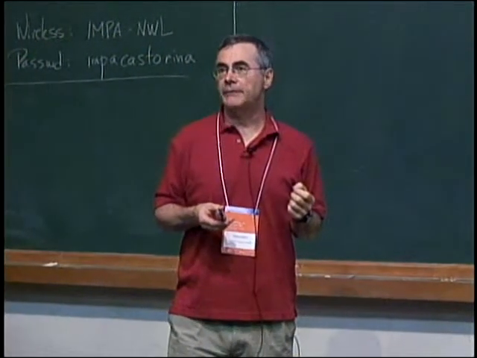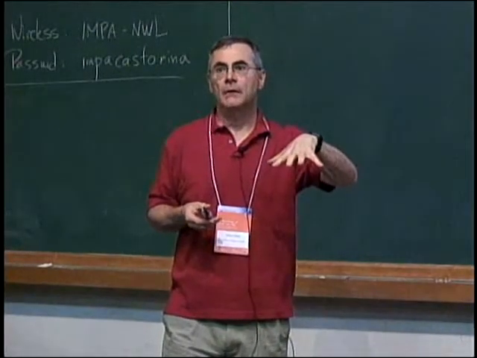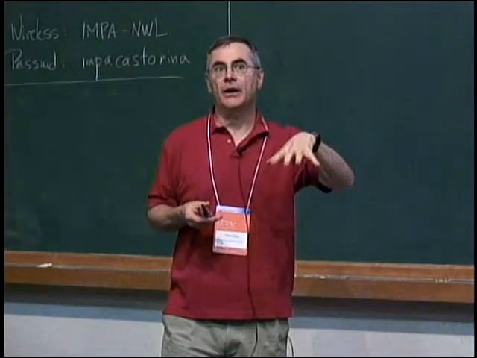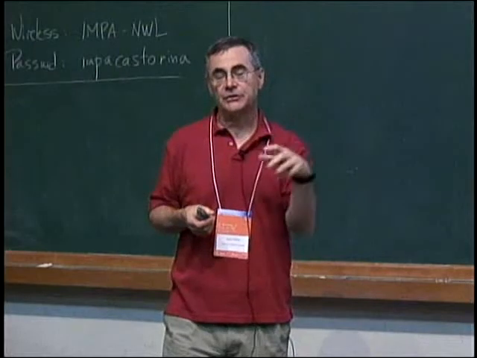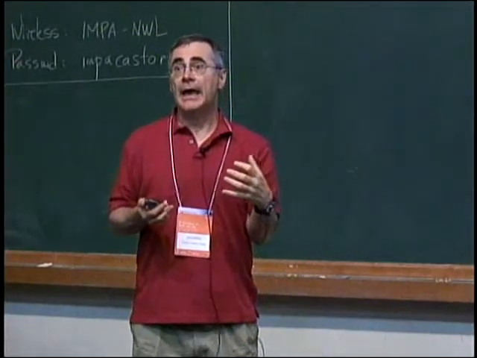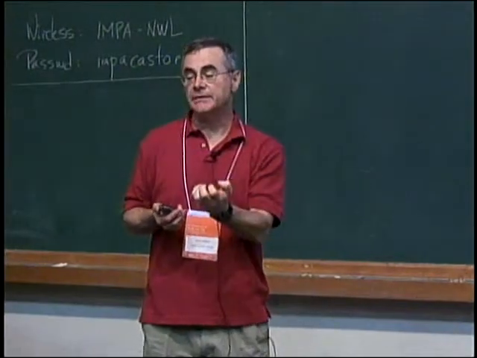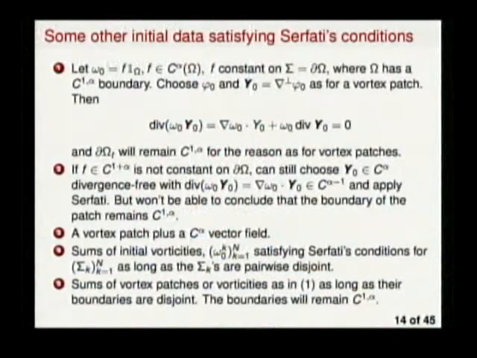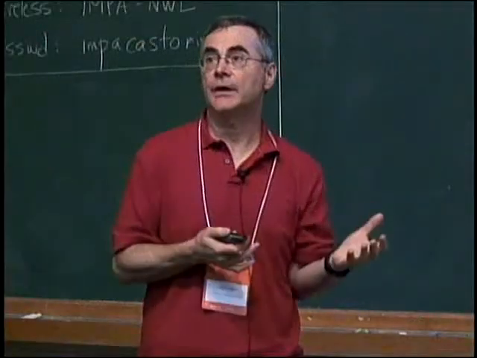Now, if you have a C alpha function instead of a characteristic function, supported on a bounded domain with C1 alpha boundary, you can apply Serfati's result, and you'll get a y that remains in C1 alpha. But what you can't do easily anyway is tie that back to the smoothness of the boundary. So Serfati's or Chemin's result applies, but what do you really conclude from it is the question.